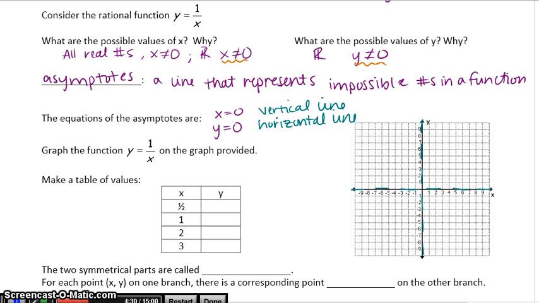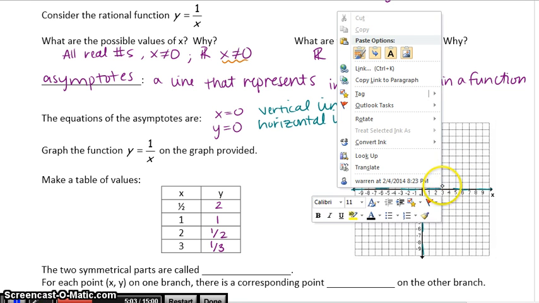And we want to make a table for our values. So if we were to plug in 1/2 into our x, we would come out with 2. We would plug in 1 to our x, we would get 1. If we plug in 2, we end up getting 1/2. If we plug in 3, we get 1/3. So if we plot these points, go over 1/2 up 2, over 1 up 1, over 2 up 1/2, over 3 up 1/3.